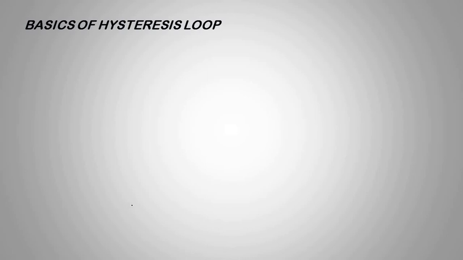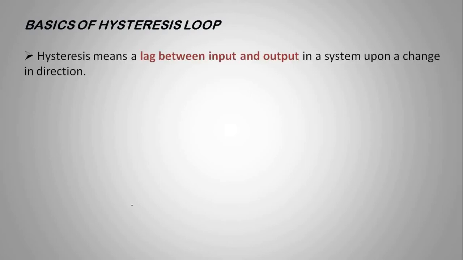So coming to the hysteresis loop, here I am going to explain it with the concept of magnetic dipoles. First we will see what is the general meaning of hysteresis. Hysteresis means a lag between input and output in a system upon the change in the direction of the input.